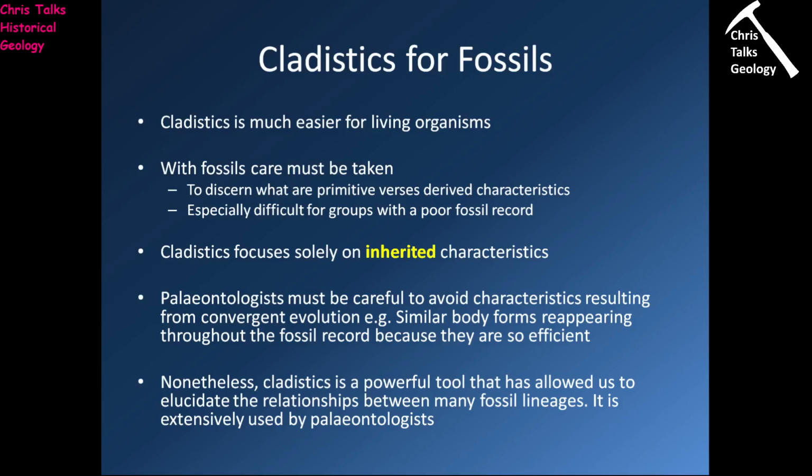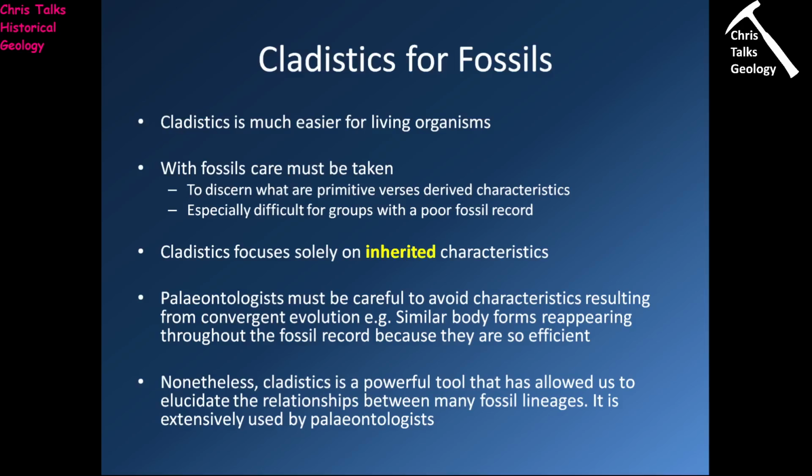So what about cladistics for fossils? Well, cladistics is much easier for living organisms, so we have to take care with fossils. Number one, we have to discern what are primitive versus derived characteristics. And this is especially difficult when you have groups of fossils that have a pretty poor record. It's very easy to split up organisms if you have a really good collection of fossils of that particular organism. You can see all the characteristics it possesses. However, if you have a poor collection of fossils, then it's far more difficult.